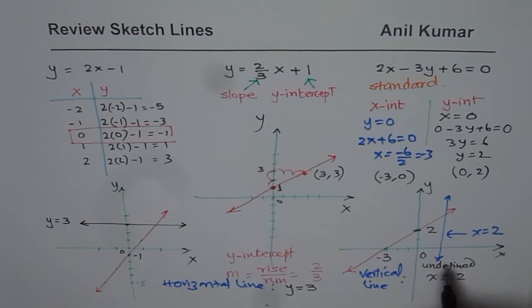You can see at every value, x value is 2, y could be any value. This is not a function, right? Fails the vertical line test. Here the only value x can have is 2, y can have any value. Remember, x equals 2 has undefined slope, and therefore it cannot be written in slope intercept form.